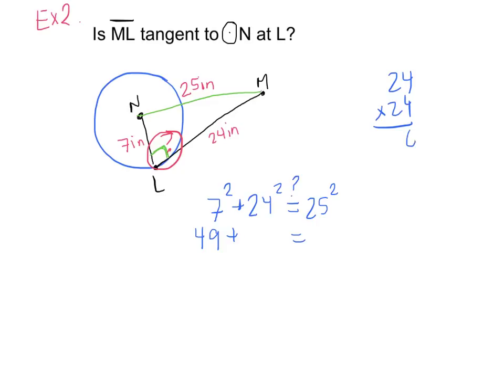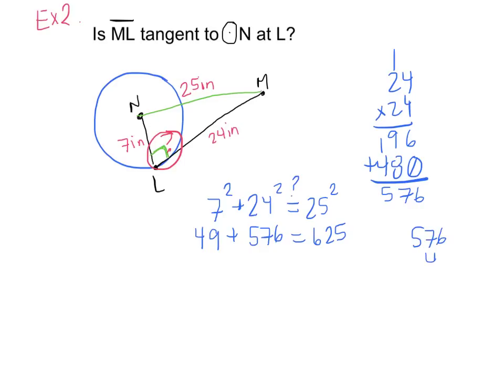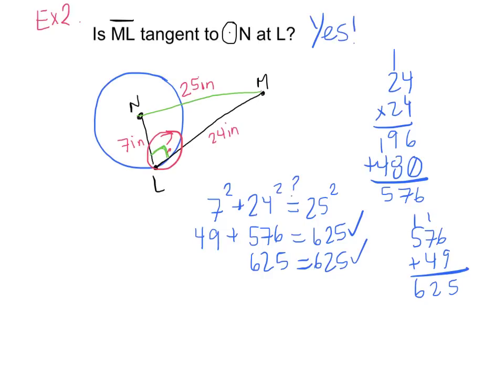Okay, 4 times 4 is 16. 4 times 2 is 8, plus 1 is 9. Here's my placeholder. 2 times 4 is 8, and 2 times 2 is 4. And there we go, 576. And I know 25 squared is 625. So now the question is, is 576 plus 49 equal to 625? That's 15, 11, 12, 6. It turns out that they are equal. And since they are equal, that means that it must be a right triangle, so my answer would be yes.